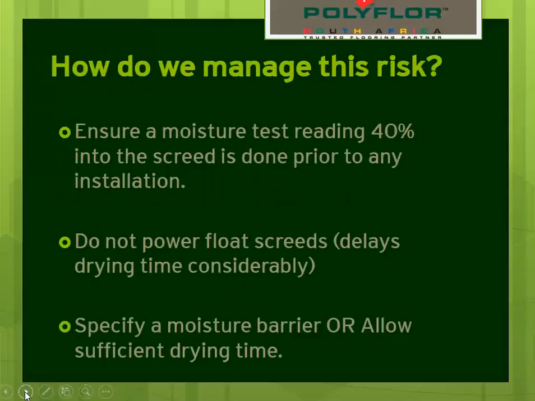With all of this in mind, how do we manage the risk of an installation failure as a result of moisture? First and foremost, no self-leveling or flooring product should be laid until a moisture test measuring 40% into the slab has been done and a reading of 75% RH is achieved. This means waiting for the screed to dry out sufficiently before beginning the installation. Readings with dates, meter used and moisture content should be recorded.